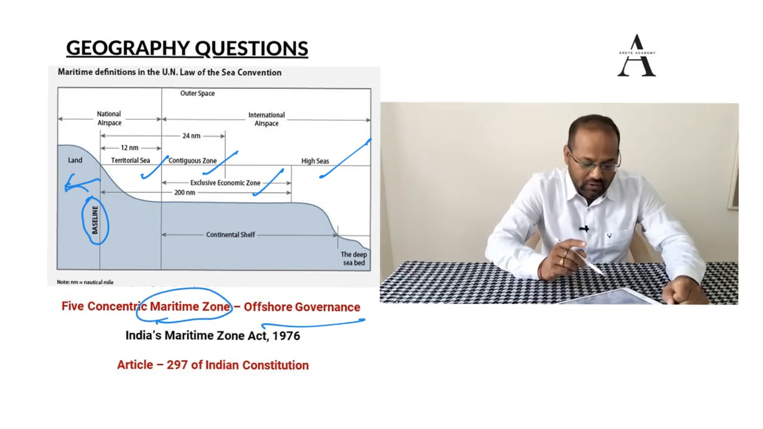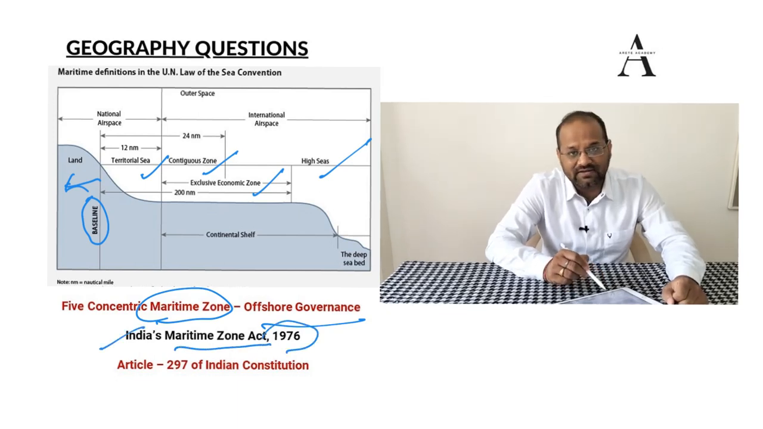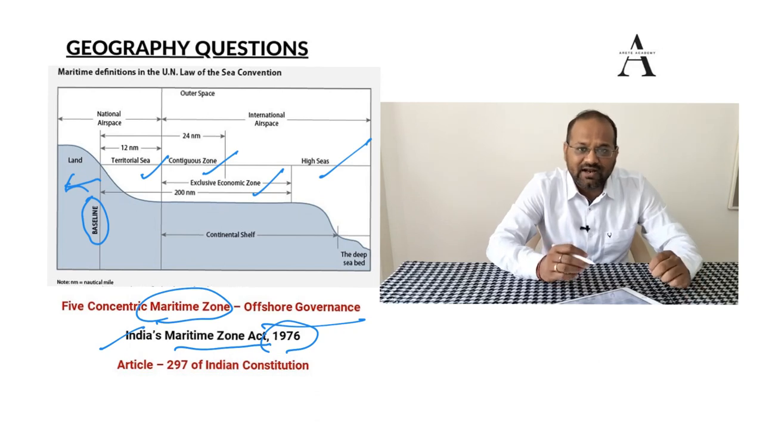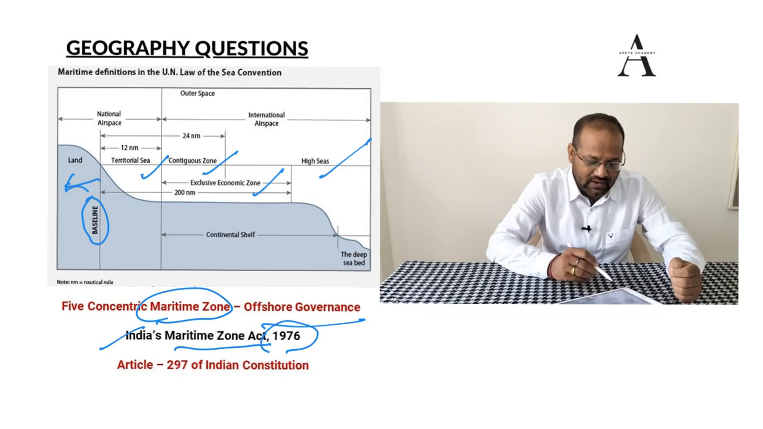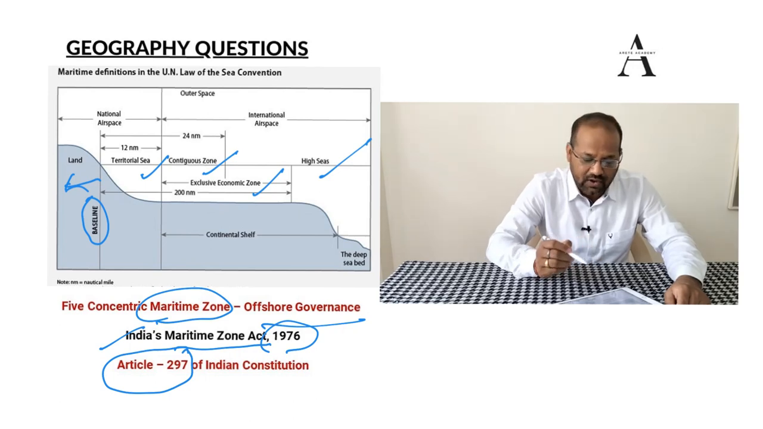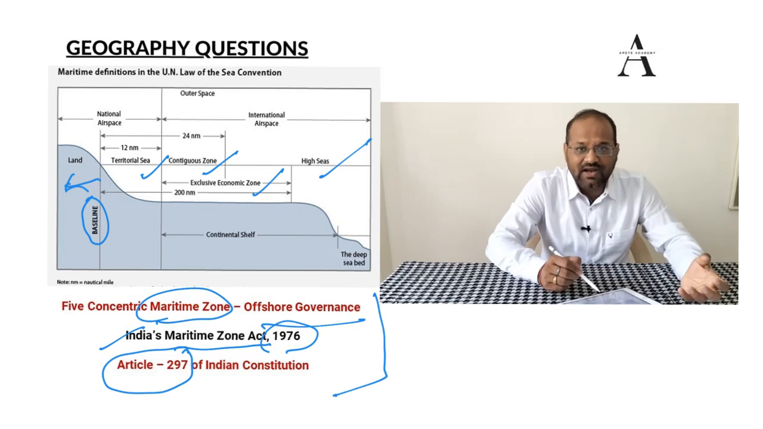Not only that, we also have our Indian legislation, India's Maritime Zone Act 1976, which also recognizes it and demarcates the boundaries. Under that act it is clearly mentioned what is allowed, what is not allowed, who will control, and what the roles and responsibilities are. Also, Article 297 in the Indian Constitution clearly mentions that the territorial water will change according to international conventions or international laws. So these are the things related to international convention, legislation, and our article.